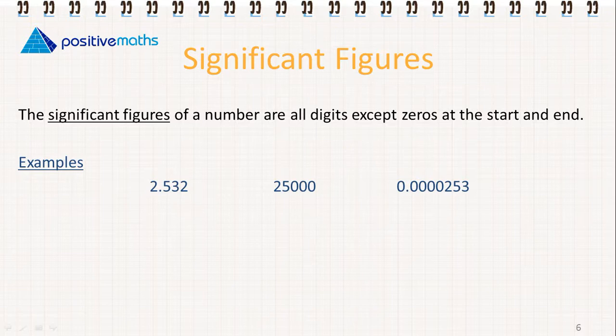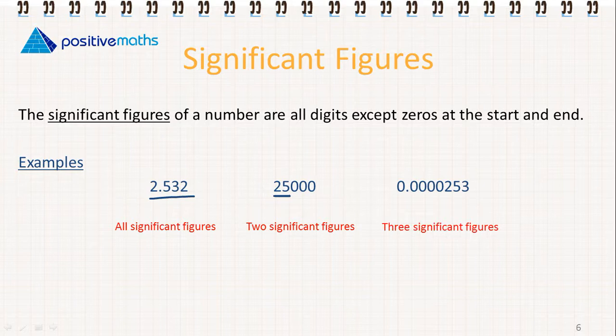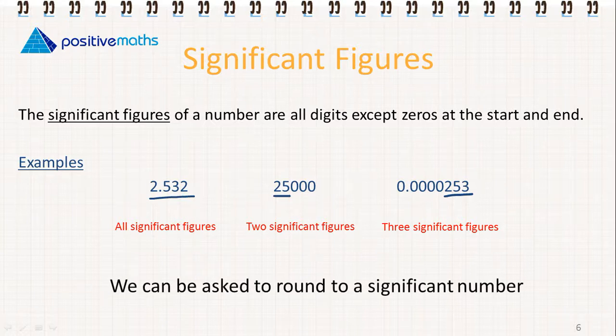So let's look at 3 examples. 5.532, 25,000, 0.000253. So in our first number, all of these numbers are significant because none of them are 0. In our next number, we have 2 significant figures. And in our last one, we have 3 significant figures. We can be asked to round to a significant number. It's not as common as being asked to round to a specific place, but we do need to be familiar with it as well.